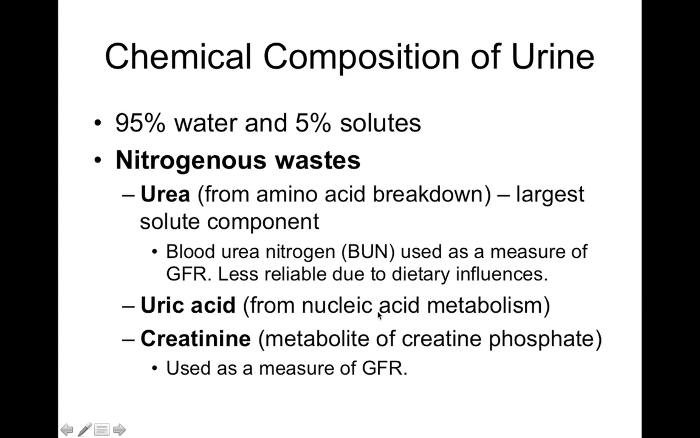Uric acid comes from nucleic acid metabolism, and that's also eliminated by your kidneys. Now, when uric acid accumulates too much in your joints, that's what causes gout. And we'll talk more about this in pathophysiology.